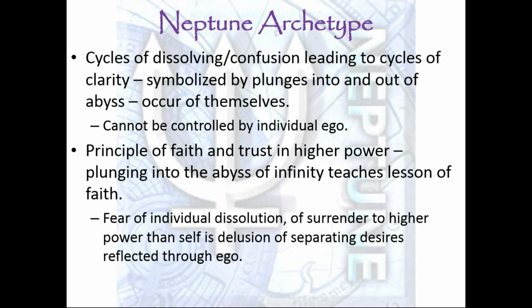The thing to understand is these two cycles, confusion and clarity, are not controlled by our individual ego. They're not even controlled by our individual soul. These cycles occur in and of themselves, divined by a higher power. It is Source helping us shed separating desires and manifestations until we are really asking, why am I here? What's it all about? I want to know that from which I came.